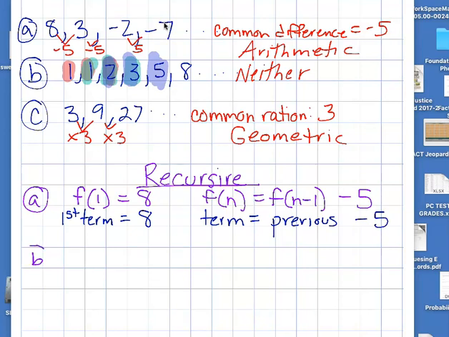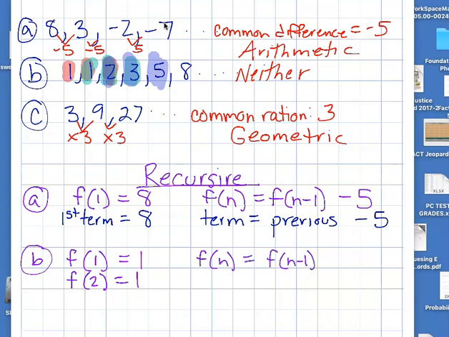For the second one, we have to say what our first term is. Our first term is 1. And to get any term, we have to know the first two, so f of 2, the second term, is 1. Then our recursive rule: to get any term, we add the two previous, so f of n minus 1 plus f of n minus 2. That one's a little trickier because we have to use the two terms before.